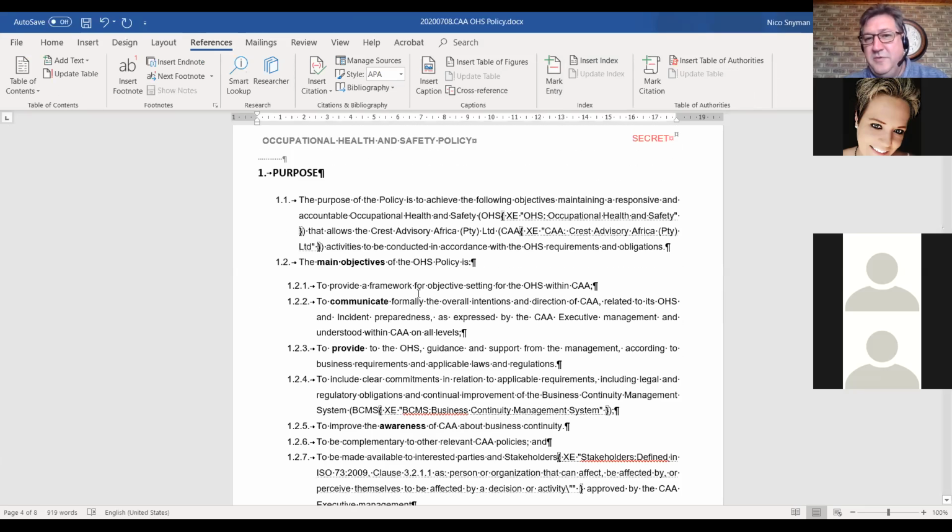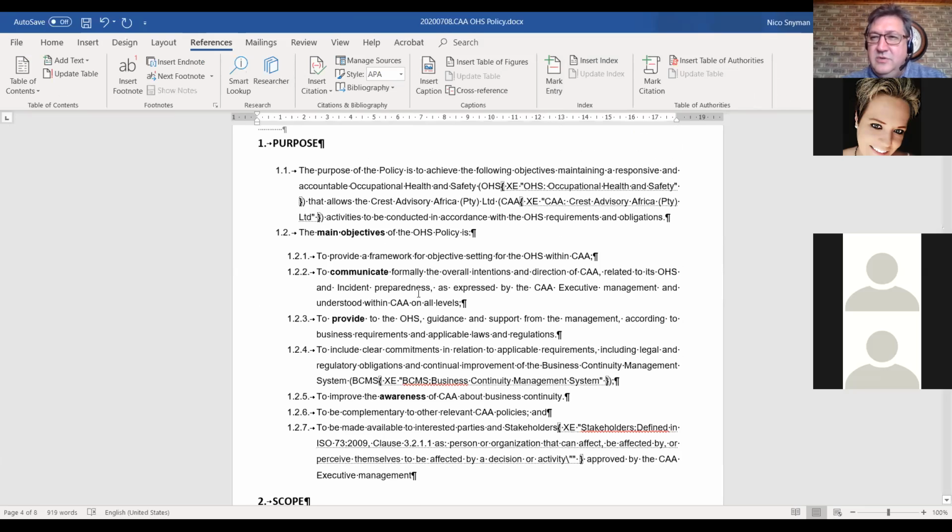So the purpose of the document, you need to determine what is the purpose. Do you really need this thing or not? The main objectives, what are the main objectives of this document? What are the outcomes that you want to actually achieve by this document? This document cannot be worthless.